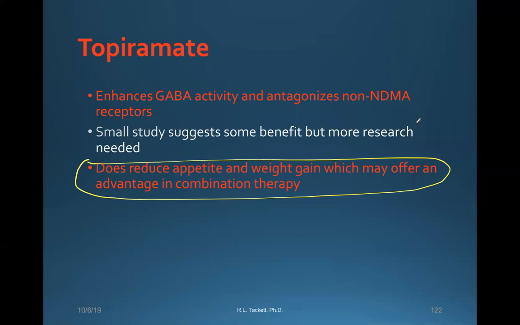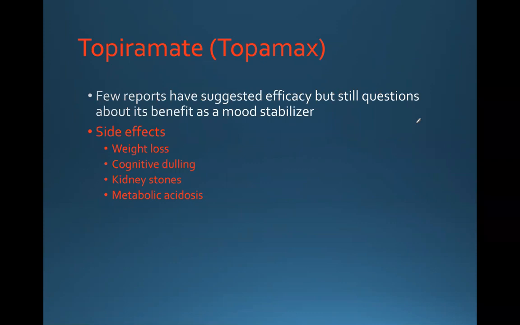So whether topiramate has a mood stabilizing effect is really still up in the air. But we see topiramate being added because if it does have a little mood stabilizing effect, that would help. But probably its biggest benefit falls into the category of primarily reducing appetite and decreasing weight gain. And again, there are still questions.